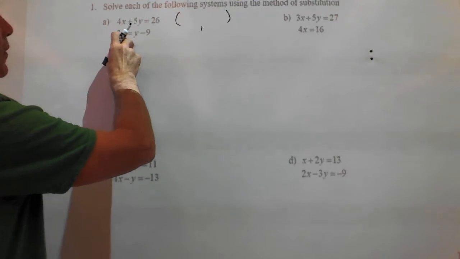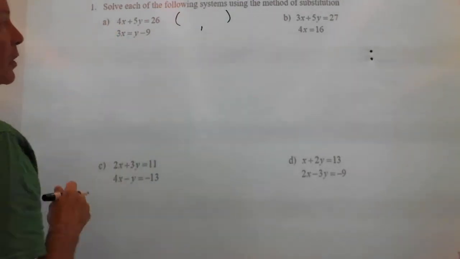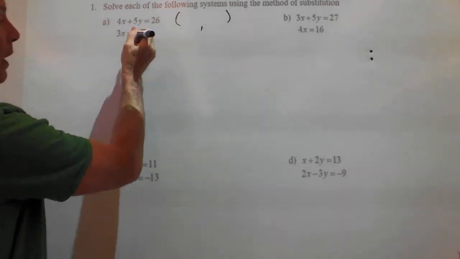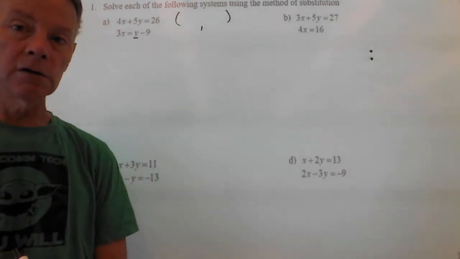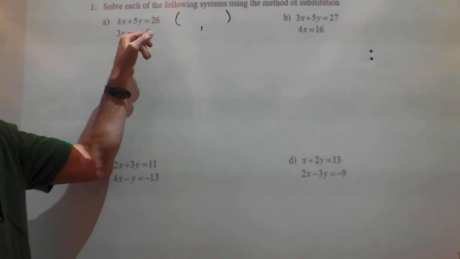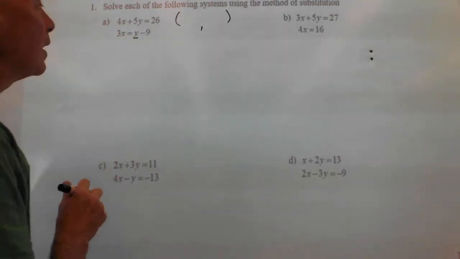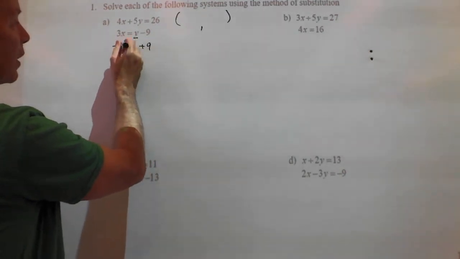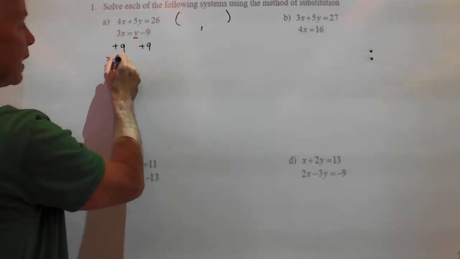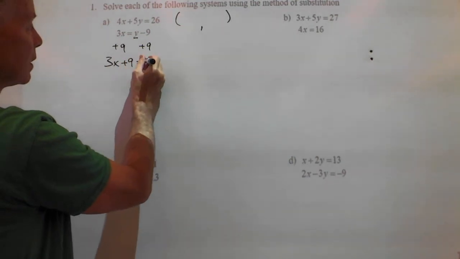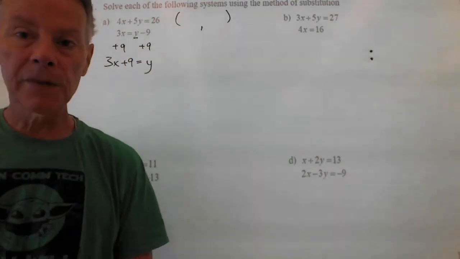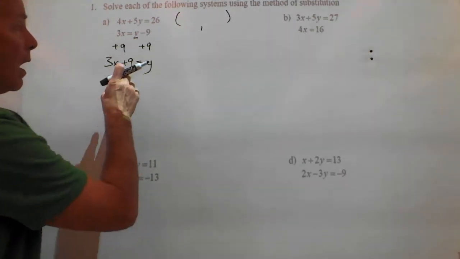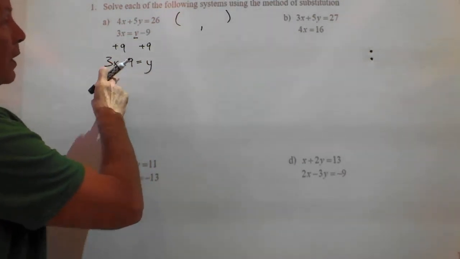So, our first step, if we're going to solve by substitution, is to isolate one of our variables. And the easiest one to isolate is right here. It's the variable y. Okay? So, we're going to isolate this, and we'll isolate it by adding 9 to both sides. And that will give us 3x plus 9 equals y. Okay? So, our first equation ends up being y equals 3x plus 9.